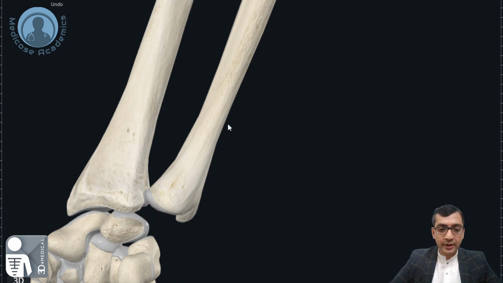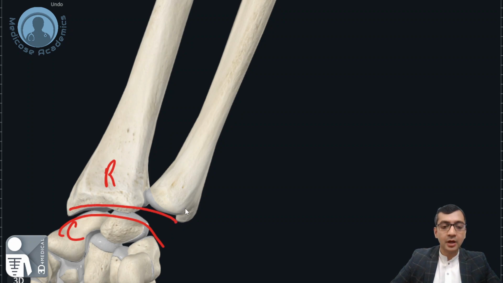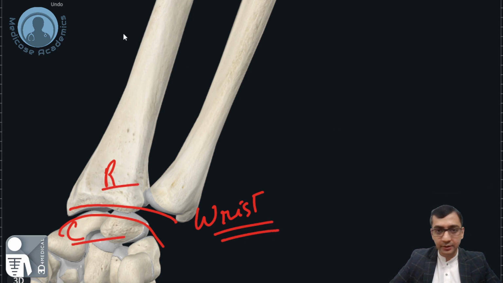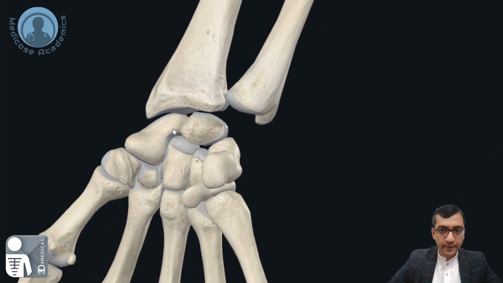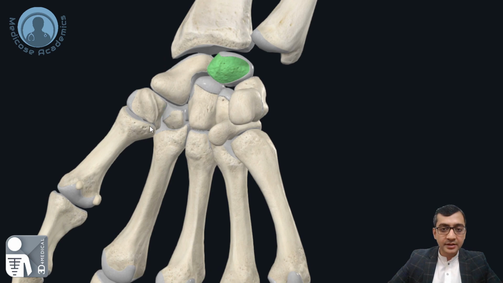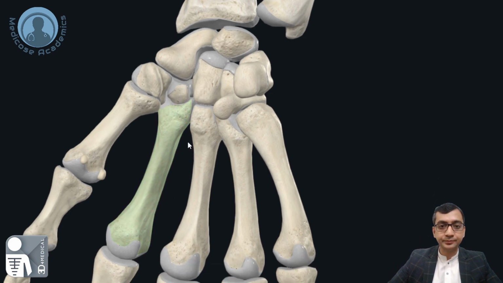Next comes the joint between the radius above and carpal bones below. This radiocarpal joint is simply known as the wrist joint. We will take the simplest term, wrist joint. All the joints that are present between alternate carpal bones will be called carpal joints. The joints between carpal bones and metacarpals will be called carpometacarpal joints.